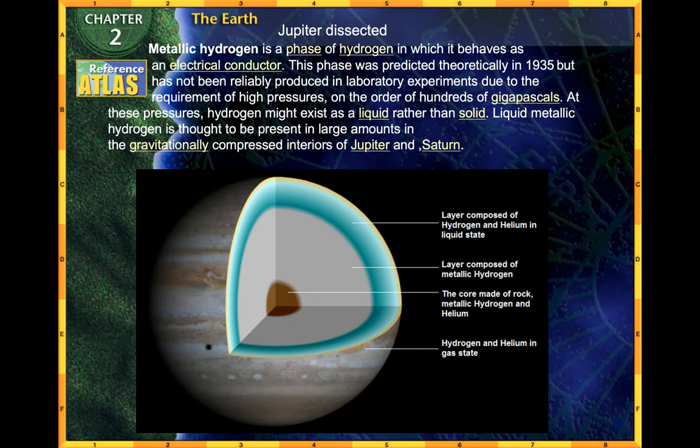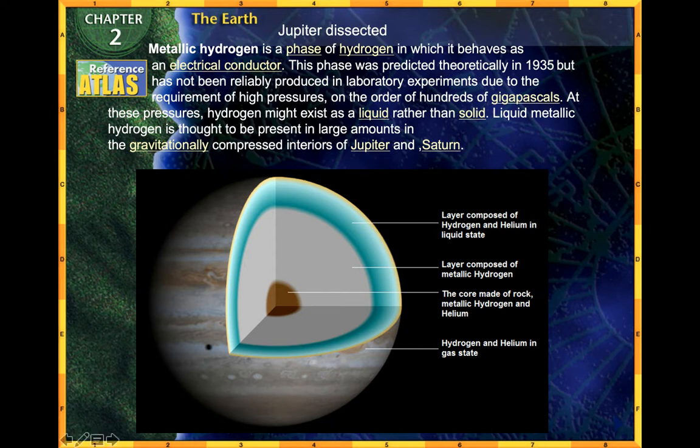And as you can see here, we have metallic hydrogen, which is a phase of hydrogen in which it behaves as an electrical conductor, meaning that it can conduct electricity. This phase was predicted theoretically in 1935, but had not been reliably produced in a laboratory due to the requirement of such high pressures. We're talking about things that are very unlikely we'll ever be able to build. Under these pressures, hydrogen might exist as a liquid rather than a solid. However, again, it's very hard to recreate that.